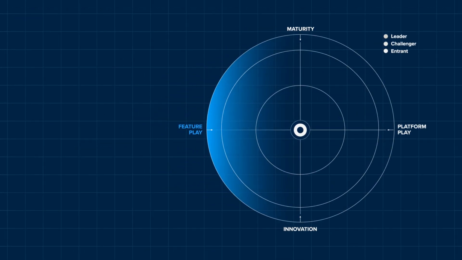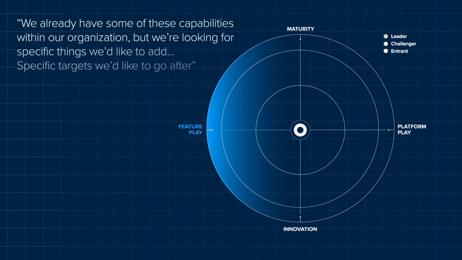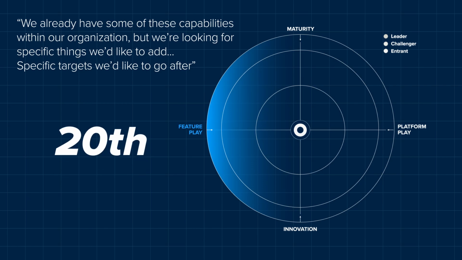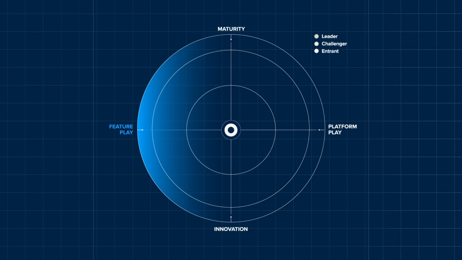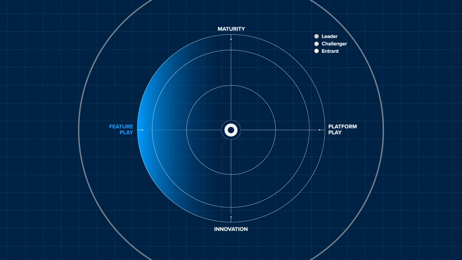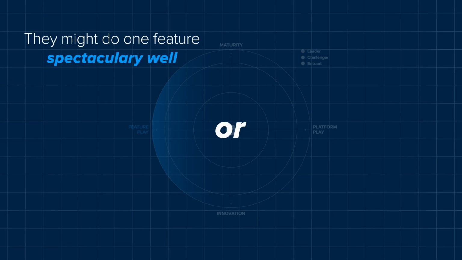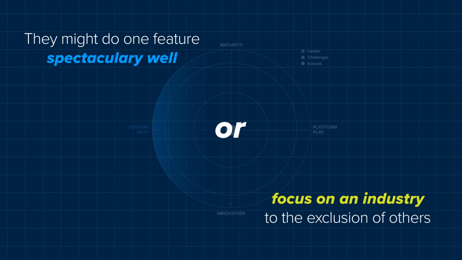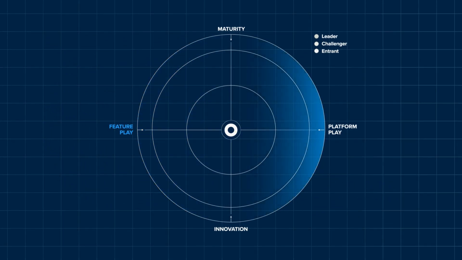Feature play is much more geared to customers who say, "We already have some of these capabilities within our organization, but we're looking for specific things we'd like to add, specific targets we'd like to go after." It's much more the 20th percentile. And while we expect them to be narrower in offering, we also expect them to be more targeted and deeper. They might do one feature spectacularly well, or they could focus on an industry to the exclusion of others. Both of these would qualify as feature plays. With platform plays, neither of those things can be true.